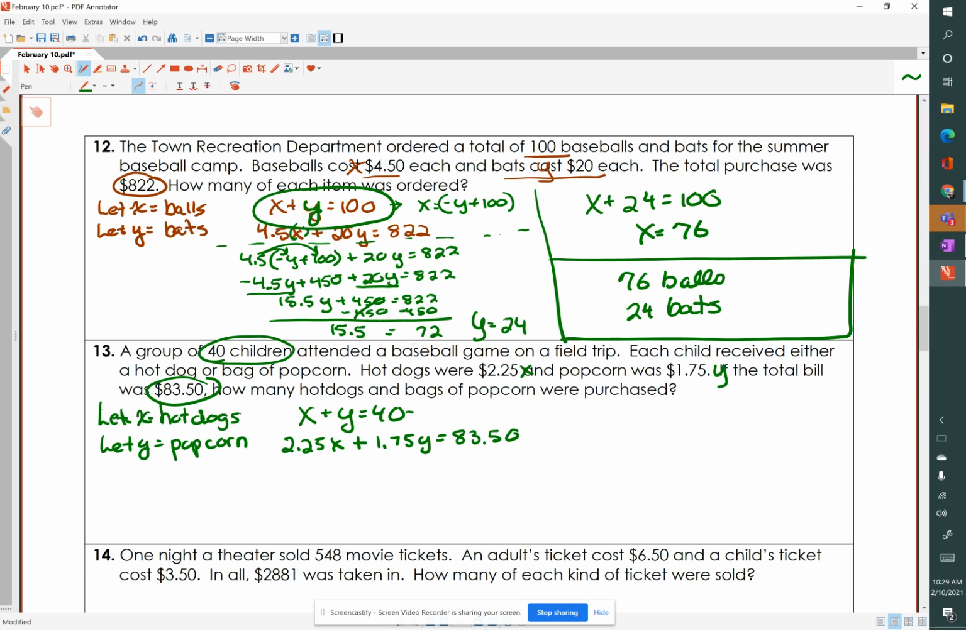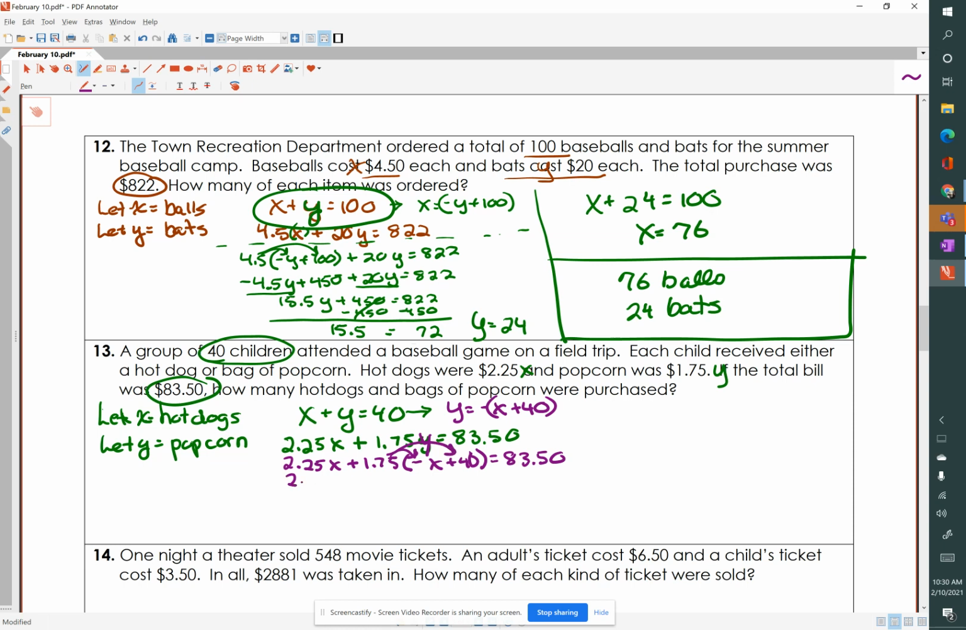I'm going to solve for y. So we'll have y equals negative x plus 40. And I will substitute that for y in this problem. So 2.25x plus 1.75 times the quantity of negative x plus 40 equals $83.50.